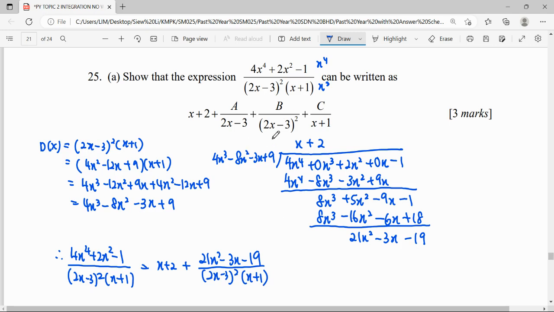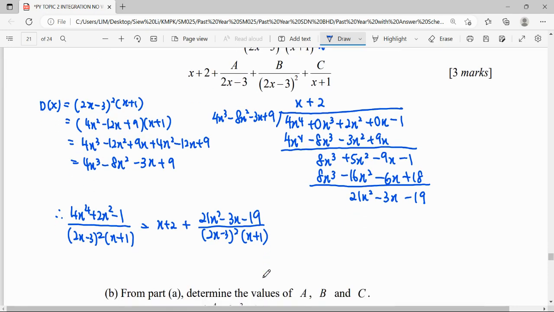So step number 2, we're going to observe our divisor here. The divisor here is completely factorized. Therefore, we can split according to our factors here. As we can see, we have 1 linear factor and one repeating factor. So for the repeating factor, to express in partial fractions, the first time we use 2x plus 3, then we repeat it, 2x plus 3 squared.